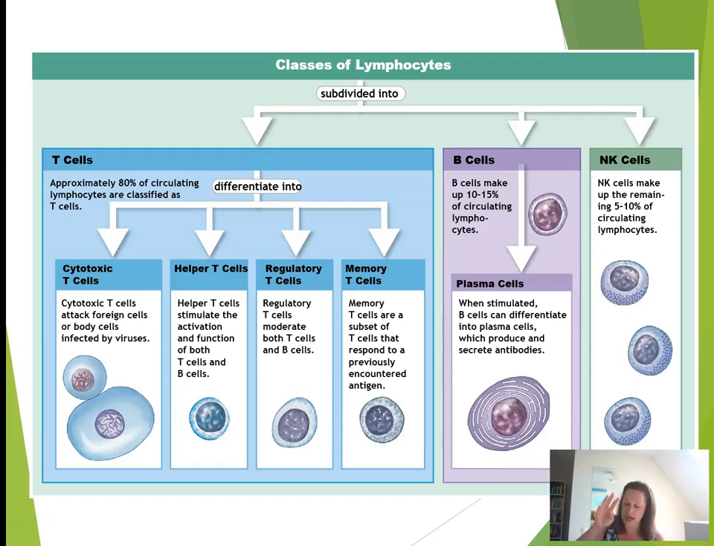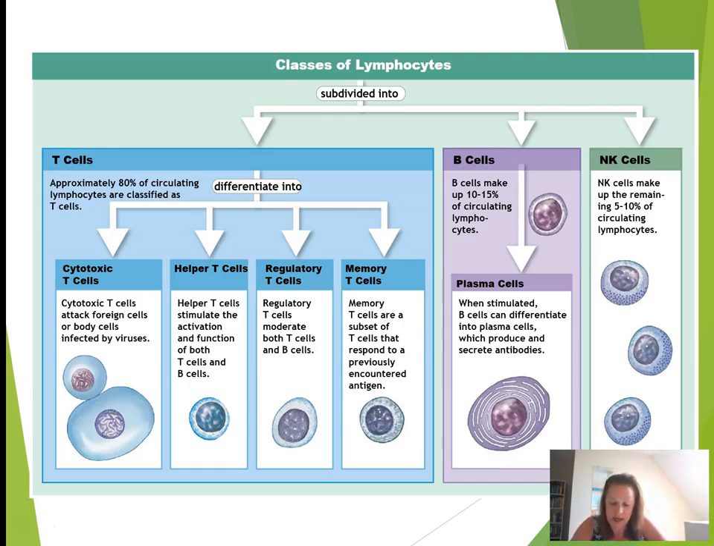There are four different types of T cells, as you can see here. We will talk about this again. Then we have the B cells. About 10 to 15% of your circulating lymphocytes are B cells, and they are going to differentiate into plasma cells, which make antibodies. And then on the far right, you see something called an NK cell, and those are going to be the remaining 5% or so of the circulating lymphocytes.